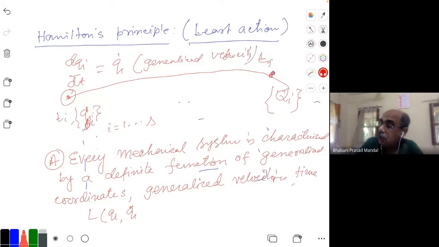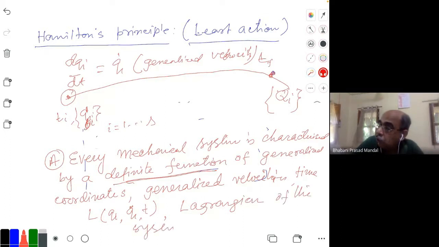Okay, generalized velocity. So Hamilton's principle first part said, very important thing, every mechanical system, every classical system is characterized by a definite function of generalized coordinate, generalized velocity and time. This is known as the Lagrangian of the system. So first part introduces the concept of Lagrangian.